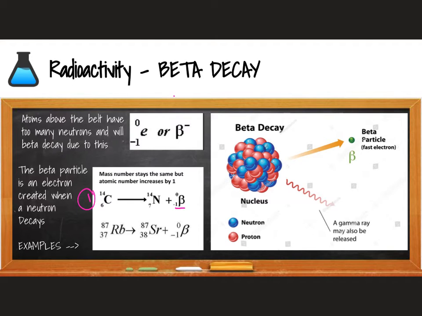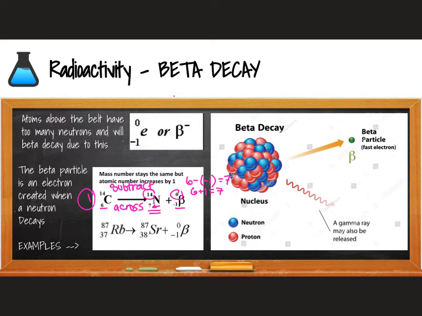Then you subtract across. So 14 minus the 0 on top gives you a 14 on top. And then on bottom, 6 minus a -1. You always subtract across an arrow. A 6 minus a -1 gives you 7, because it really turns into 6 plus 1, because the two negatives turn into a positive. And that's how you get the nitrogen, because you look up that 7, which is the atomic number on your periodic table. It's the atomic number for nitrogen, okay?